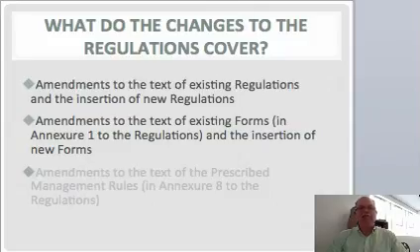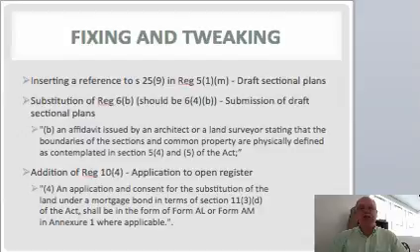Last week, we looked at the amendments to the text of the prescribed management rules in Annexure 8 to the regulations. Today, we'll have a lightning look at the amendments to the text of the existing regulations and the insertion of new regulations, as well as the amendments to the text of various forms in Annexure 1 to the regulations and the insertion of new forms. A lot of it is fixing and tweaking, but there are one or two, perhaps even three important things.